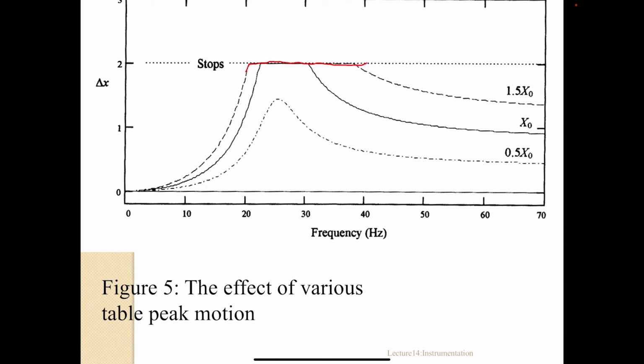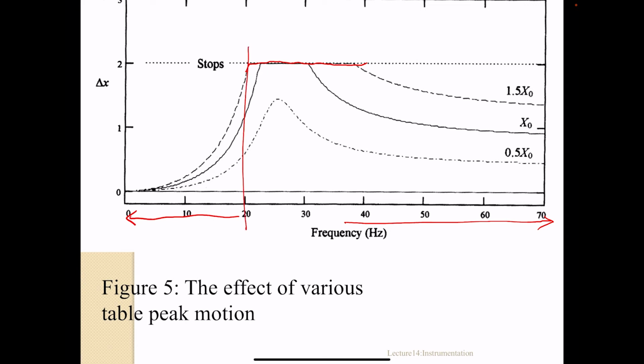For frequency above natural frequency, the motion of mass is proportional to the table peak motion, which is x naught, but not to the frequency, meaning frequency does not have an effect on the displacement of the seismic mass when the frequency is higher than natural frequency. When the frequency is lower than natural frequency, it follows the equation.